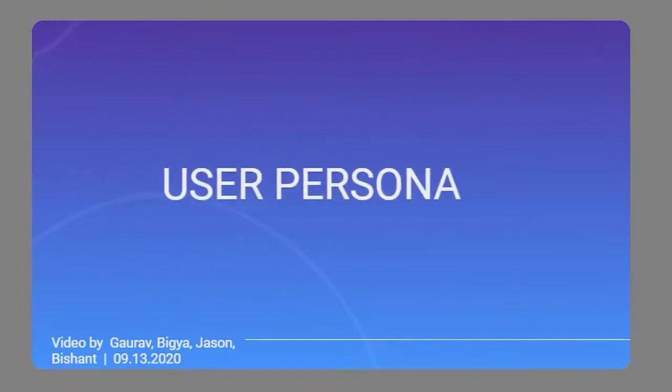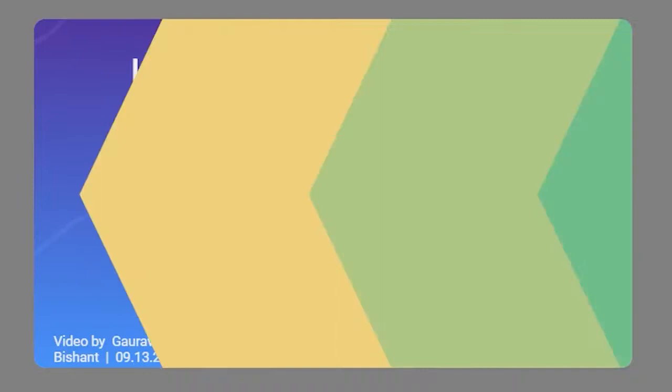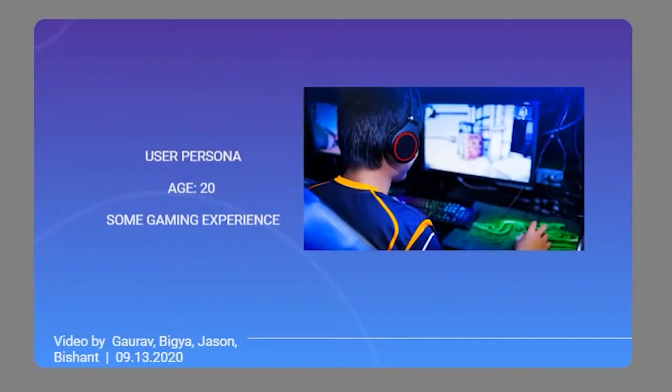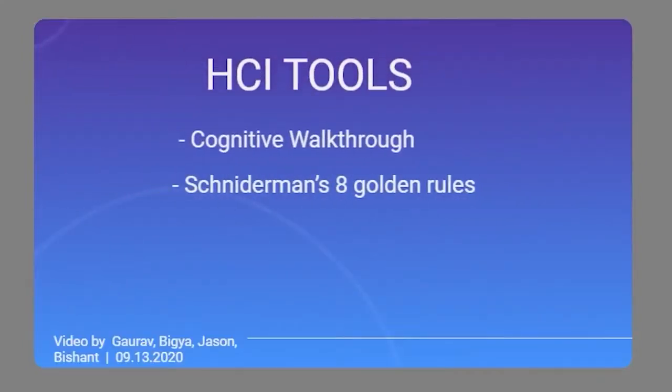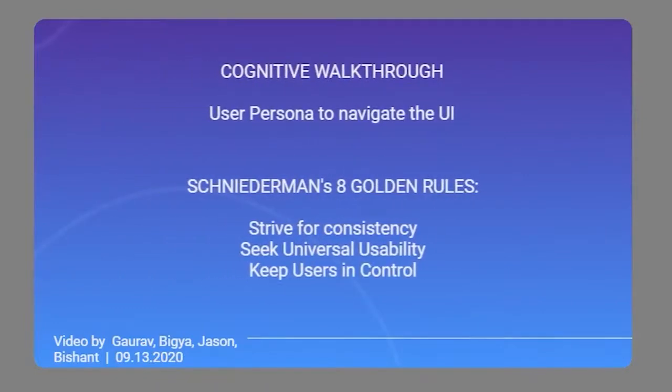A user persona was created to make sure that the user experience was positive and any hindrance to user experience was detected. We considered young adults to be our target audience. We created a user persona of a 20-year-old male with some gaming experience considering our target audience. Next, we developed a final UI design addressing cognitive walkthrough and Shneiderman's 8 golden rules. For cognitive walkthrough, we used the user persona that we had created to walk through our game UI. For Shneiderman's 8 golden rules, we only used the rules fit for our project.